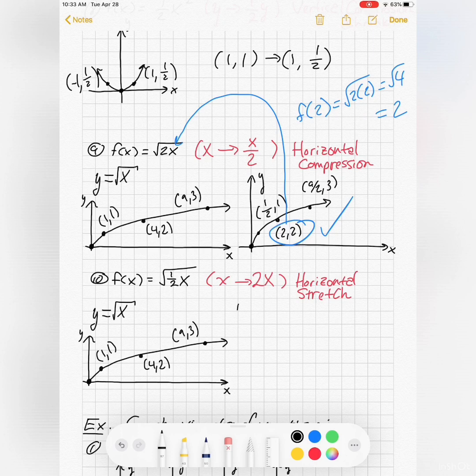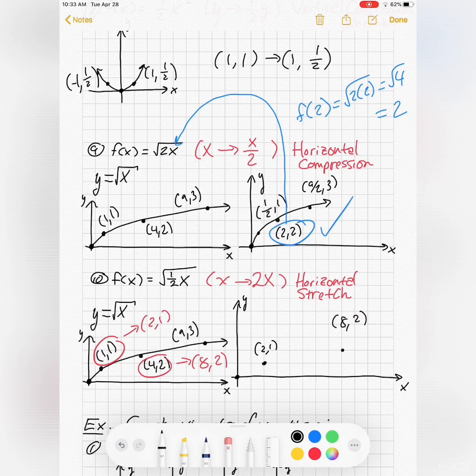Okay, so I'm going to take each point here and just multiply the x by 2. So now, this guy, we got 2, 1. This guy would be at 8, 2. And that's probably enough. The next one's not going to fit on there. Not a very good job drawing it. Stretched out half parabola.